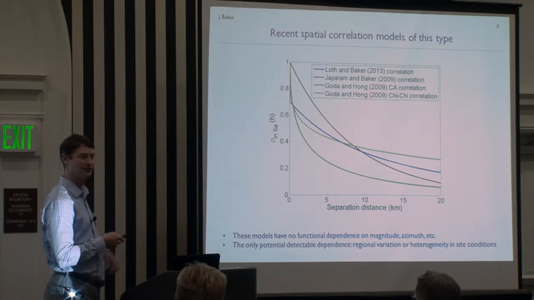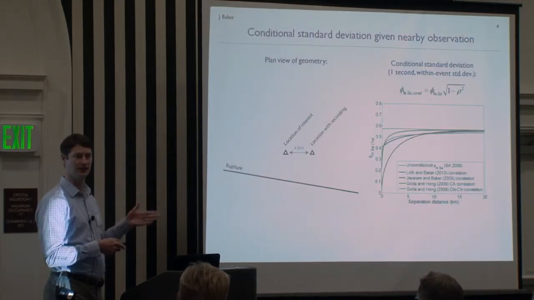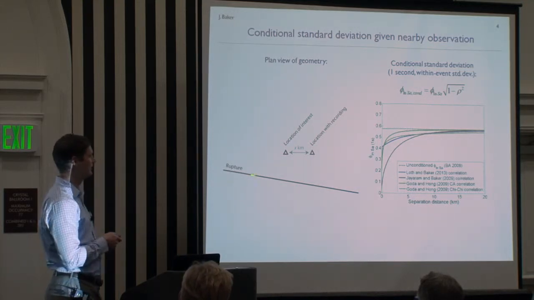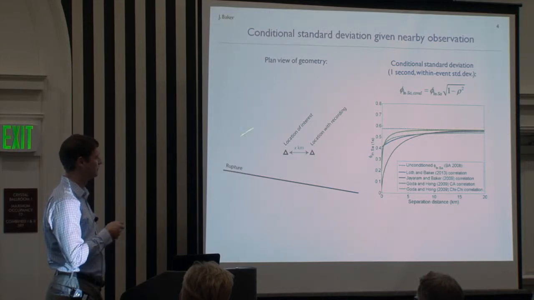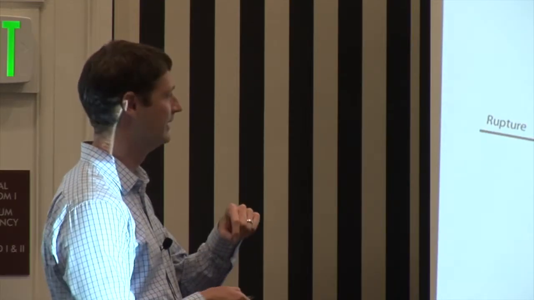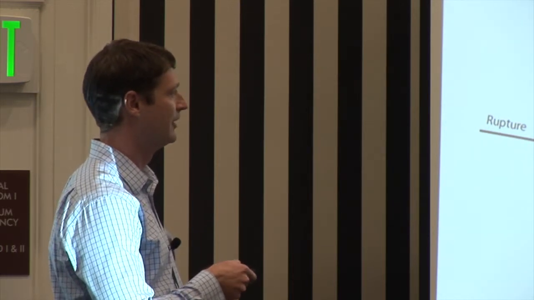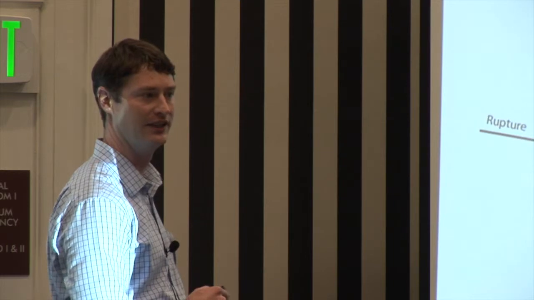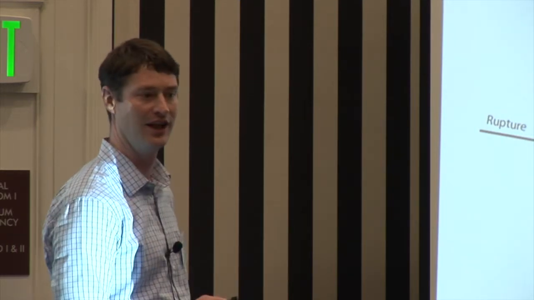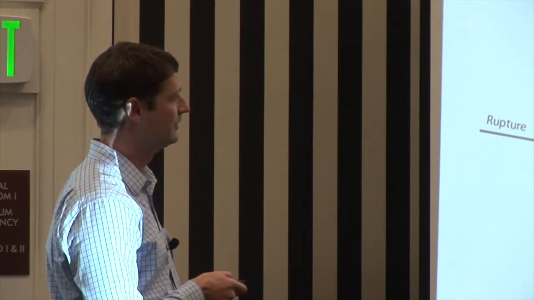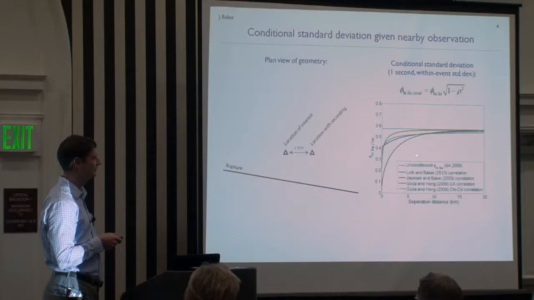These correlations imply a conditional reduction in standard deviations if you have an observation nearby. So, some quick calculations. In plan view, if you had a rupture and an observation, so you knew the residuals at that site, and you were interested in the conditional standard deviation at some distance away, it doesn't matter which direction you are away because of the parameterization here. So obviously something is lost in terms of capturing a path effect. Here is what the conditional standard deviations look like with those different models.